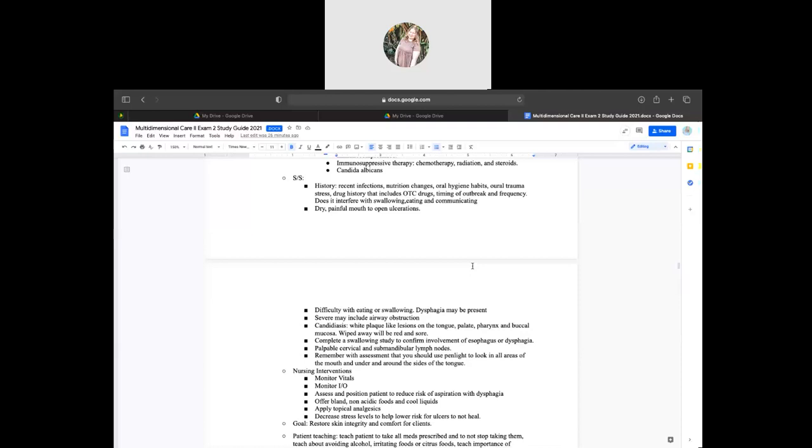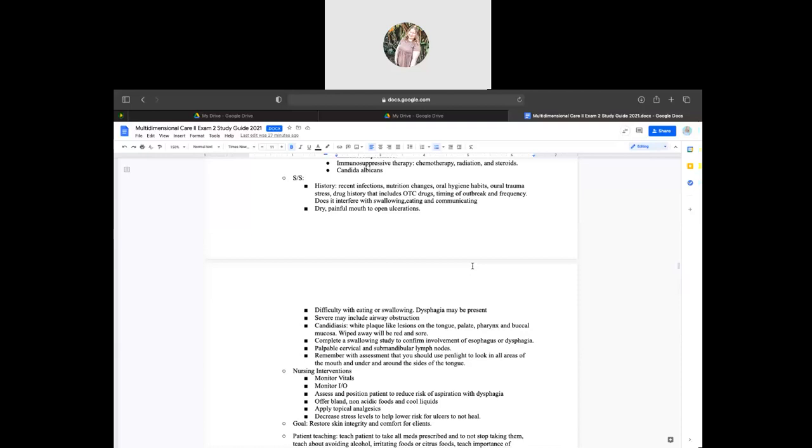Does it interfere with swallowing, eating, and communicating is one of the biggest ones, because if they can't swallow, it can lead to aspiration, and if there's a deficit in communication, then they can't communicate their thoughts to others. So often the patient will have a dry, painful mouth with open sores on it. They might have dysphagia. They may have airway obstruction, which airway is going to be key here to have.